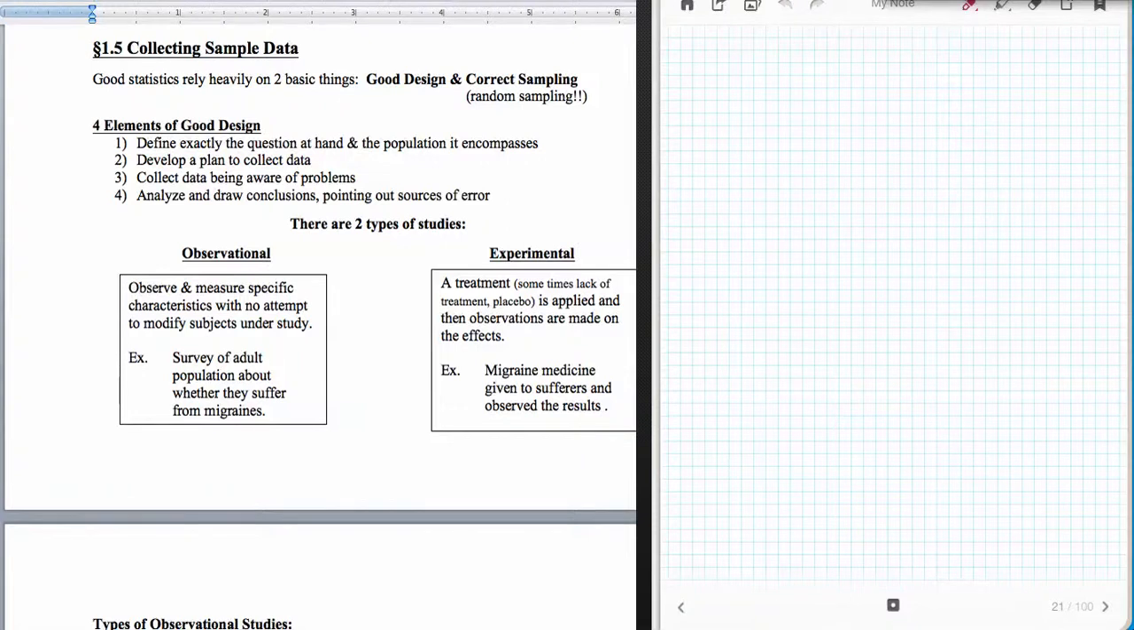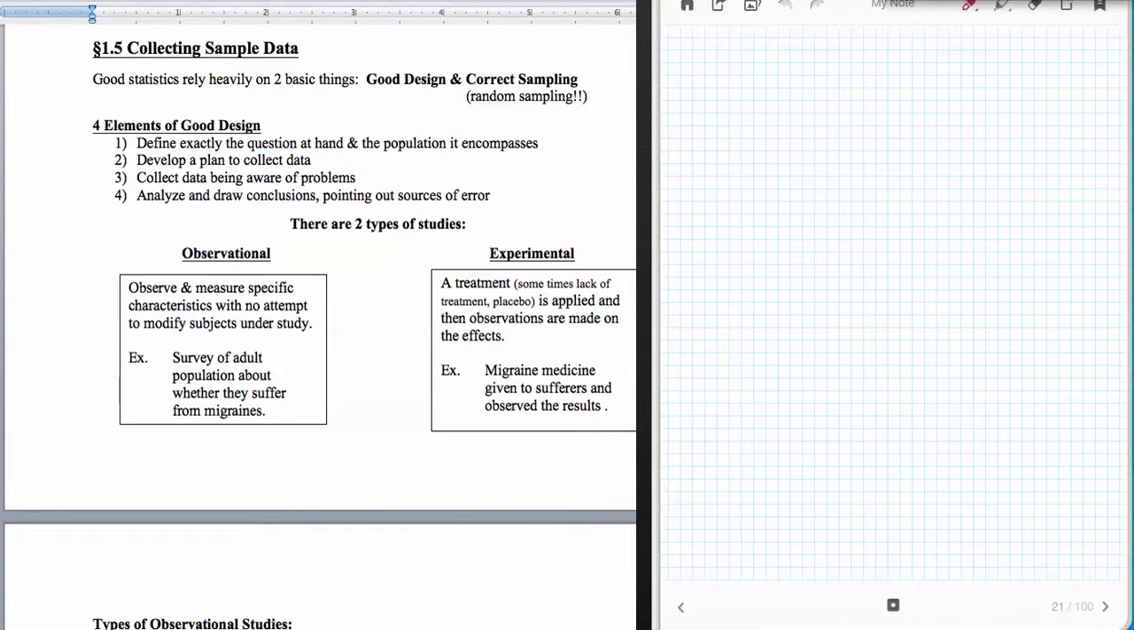This, I hope, will be our last lecture on section 1.5 and therefore for chapter 1. We're talking about the elements of good design, and we're going to talk about the two types of designs. We are talking about observational and experimental. So let's again just review the elements of good design.